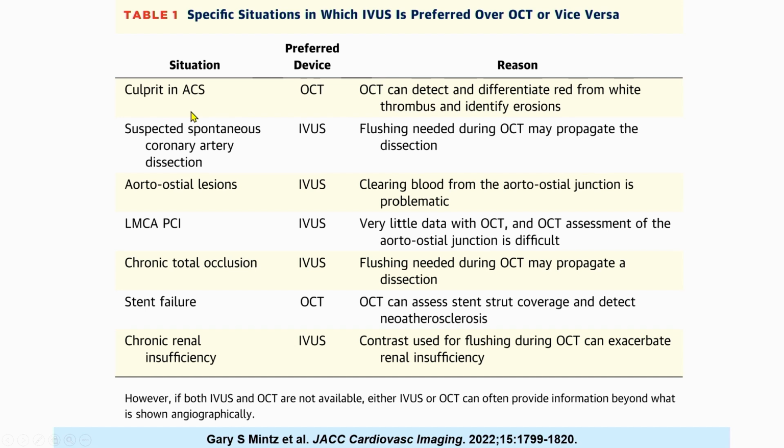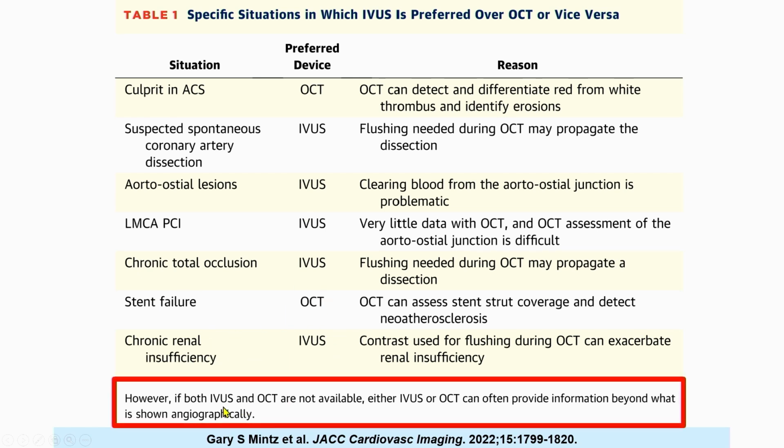And I think there are pros and cons of OCT or IVUS in different situations. In culprit ACS, OCT is better for spontaneous dissection, erosion lesion and nodule lesion. For calcified lesions, coronary CT or IVUS is better, and for stent failure maybe OCT is better. For chronic renal insufficiency, maybe we should choose IVUS. However, if either IVUS or OCT is not available, either can provide more information than angio.